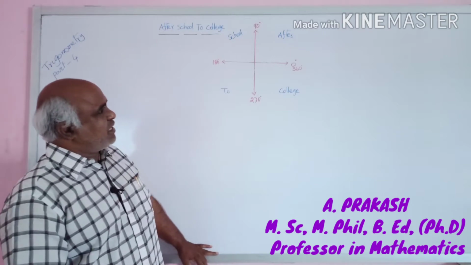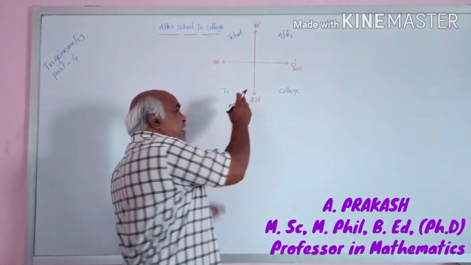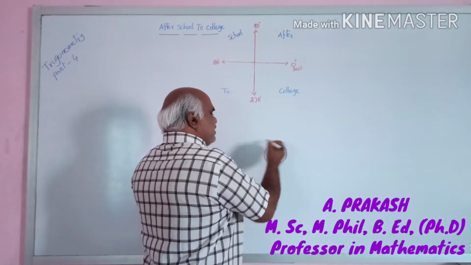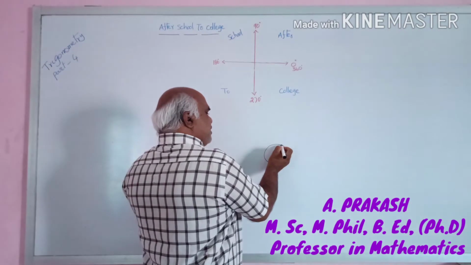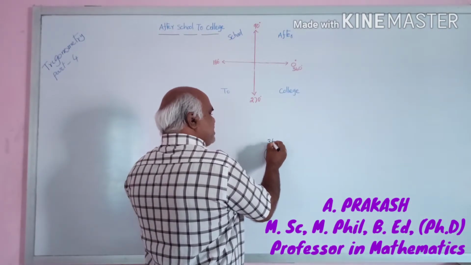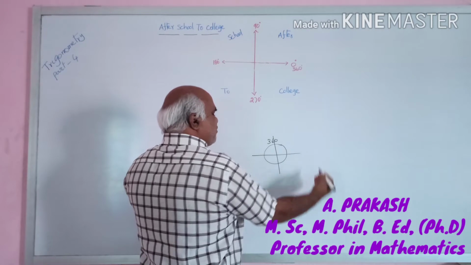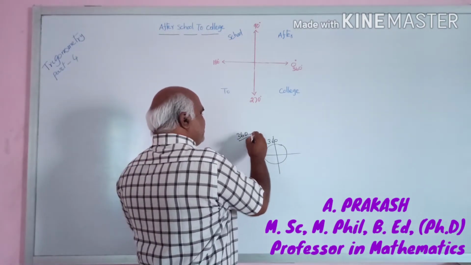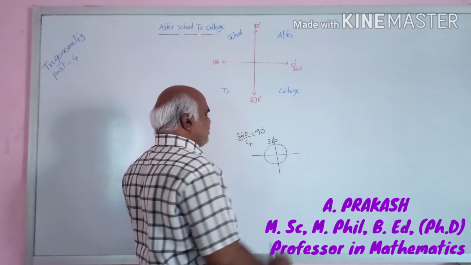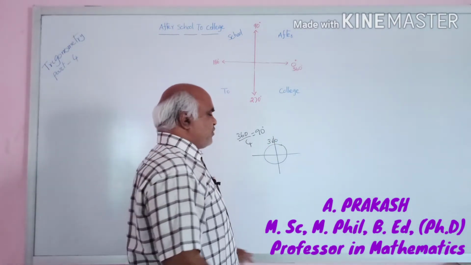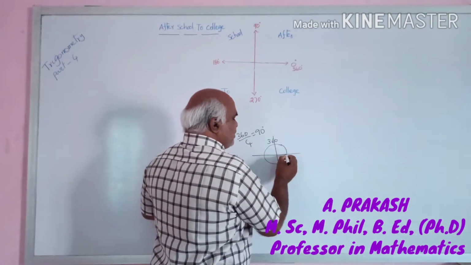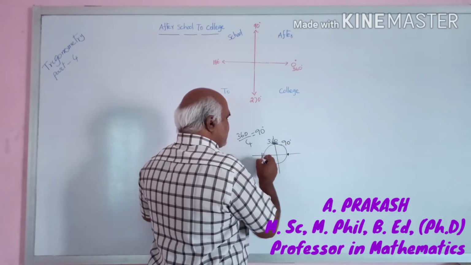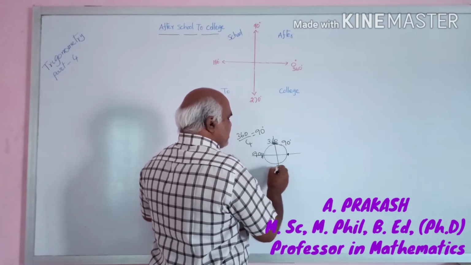Here we can divide the total into four parts. What are the four parts? Here you can see the circle. The total sum of the angles in a circle is 360 degrees. You can cut it into four parts. 360 divided by 4 is equal to 90 degrees. Therefore, each part, from here to here, is 90 degrees.